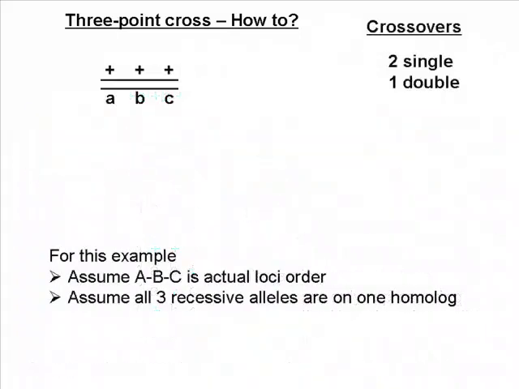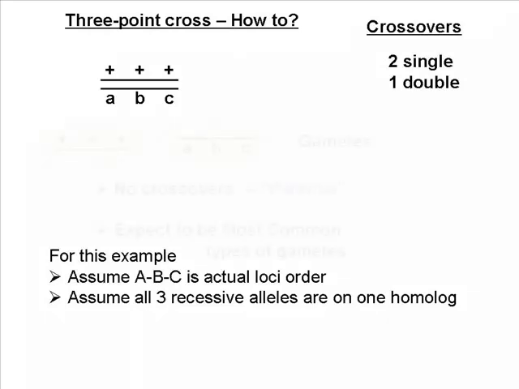Okay, now let me start with a little problem. The problem will be where we will assume that the correct order at this point of the loci is ABC. We'll make it simple. We'll also assume that all three recessive alleles are on one homolog. Little a, little b, little c are the recessive forms, and we've put them on one homolog. We'll see how that differs in just a moment, but for right now, let's work with that. Now we're going to have two types of single crossovers, plus something new for us, which is a double crossover. So let's look at how we would get those.